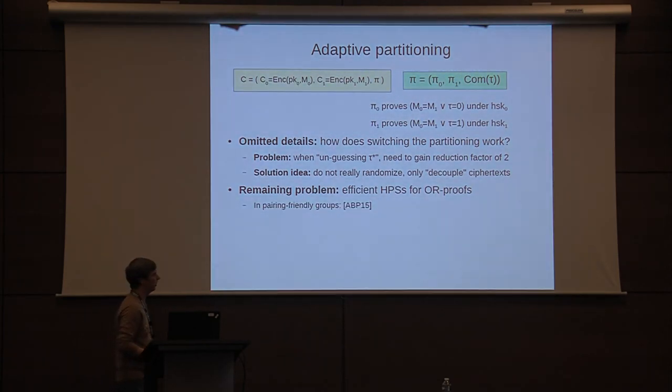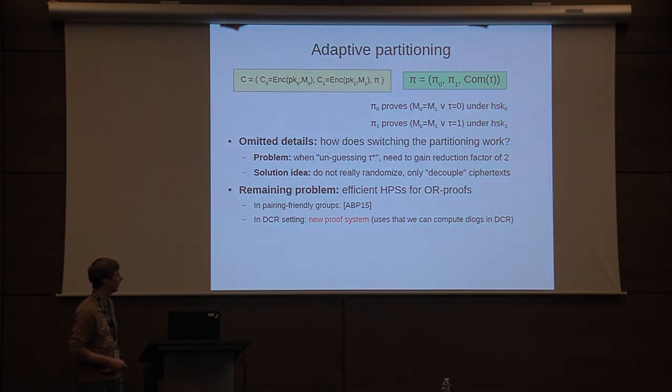And the last problem is how do we get suitable hash proof systems? We can rely on the work I already mentioned in the pairing setting. And then in the DCR setting, so in an RSA type setting with composite order groups, we construct a new proof system that uses that we can compute discrete logarithms in the DCR setting. For disjunctions, of course, for disjunctions of linear languages.